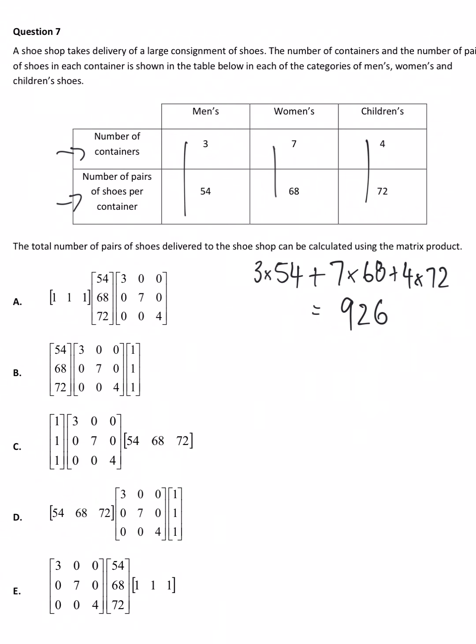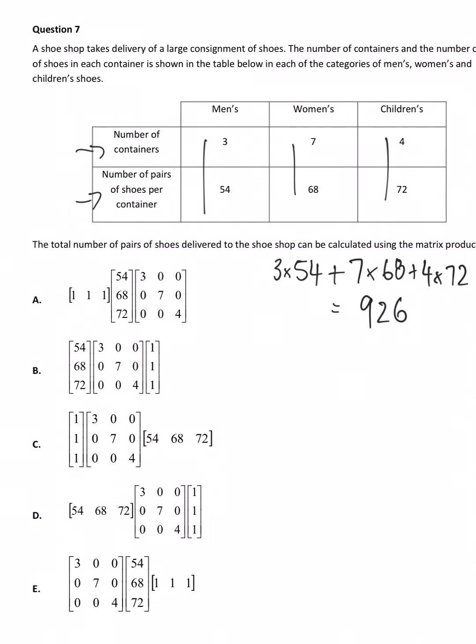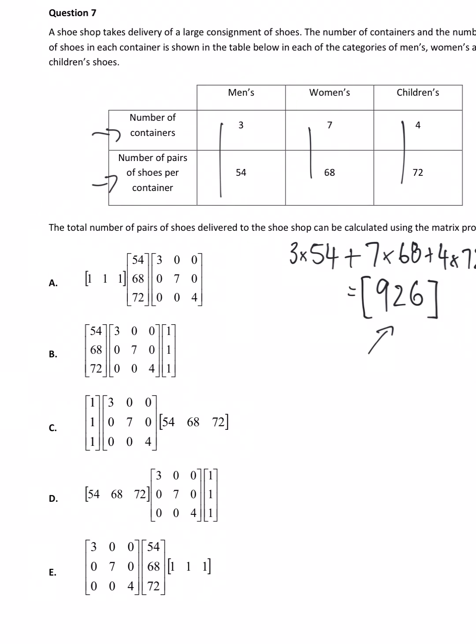So if we think about it, guys, the total number is going to be a 1-by-1 matrix. So what we're looking for is which of these products will give us just this 926. What you could do, it's tedious, is go through each one and work out which one gives you 926. A little hint I'll give you: if this is a 1-by-1 matrix, essentially the very first number of our product should be a 1, and the very last number of our product should be a 1.